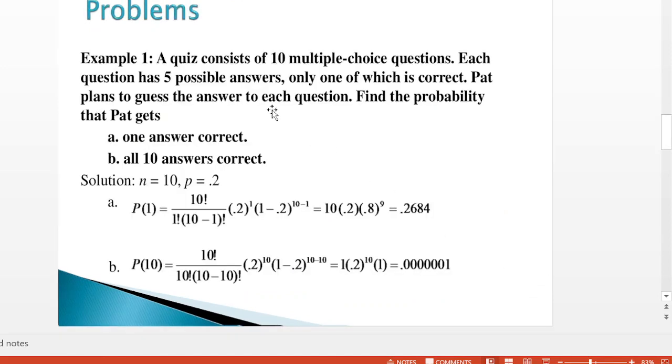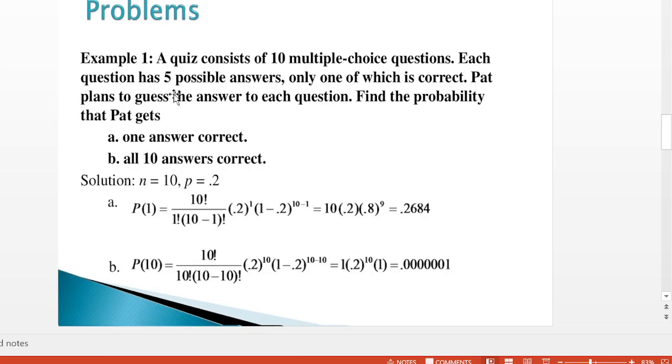The problem. For example, a quiz consists of 10 multiple choice questions. Each question has 5 possible answers, only one of which is correct. Pat plans to guess the answer to each question. Find the probability that Pat gets one answer correct, and all 10 answers correct.